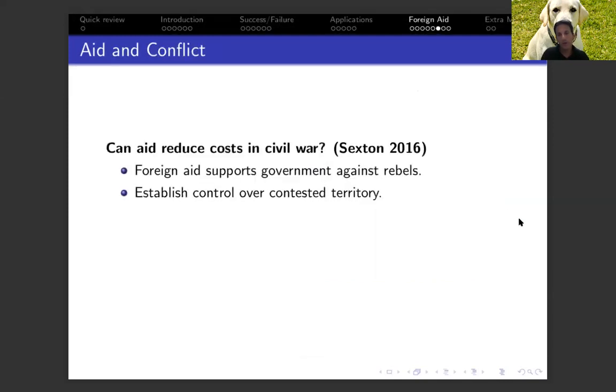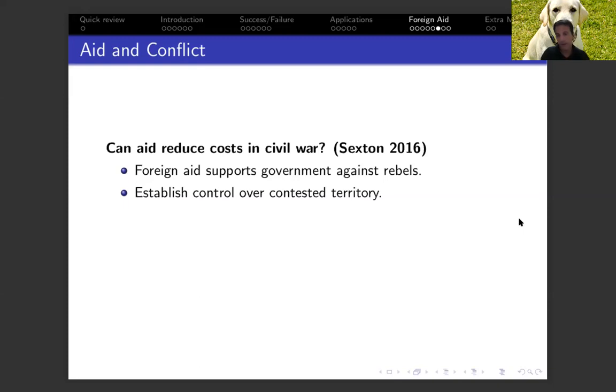So this is the work by Sexton from a couple of years ago, and he asked the question overall, can aid reduce the cost in a civil war? The idea is to employ the logic of foreign aid as a policy tool in civil war, and the objective behind using foreign aid is to strengthen the government, allow it to establish control over areas which are in question, and win the public support in a civil war context.